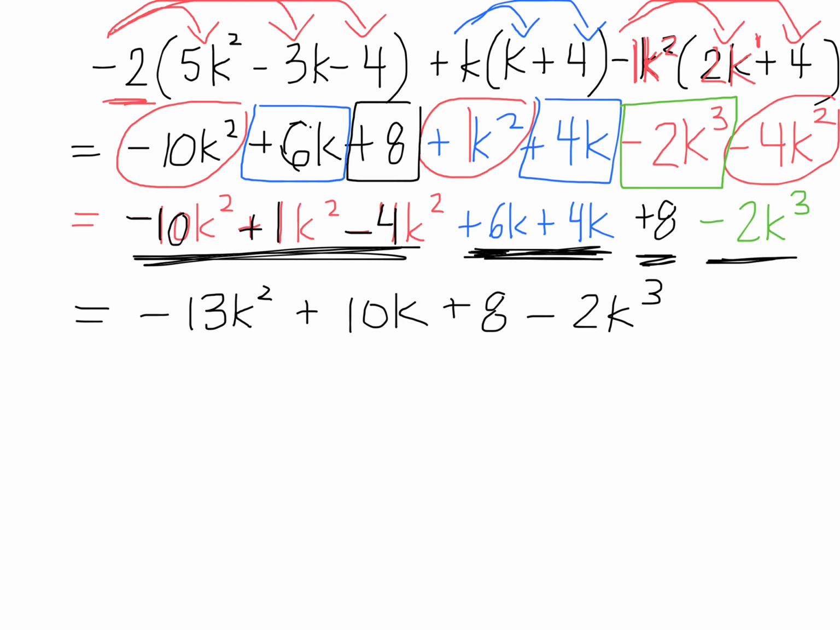I know I'm finished because I have a k squared term, I have a k term, I have a constant term, which is a number by itself, and I have a k to the power of 3 term. None of these are like terms. I can't add them together.